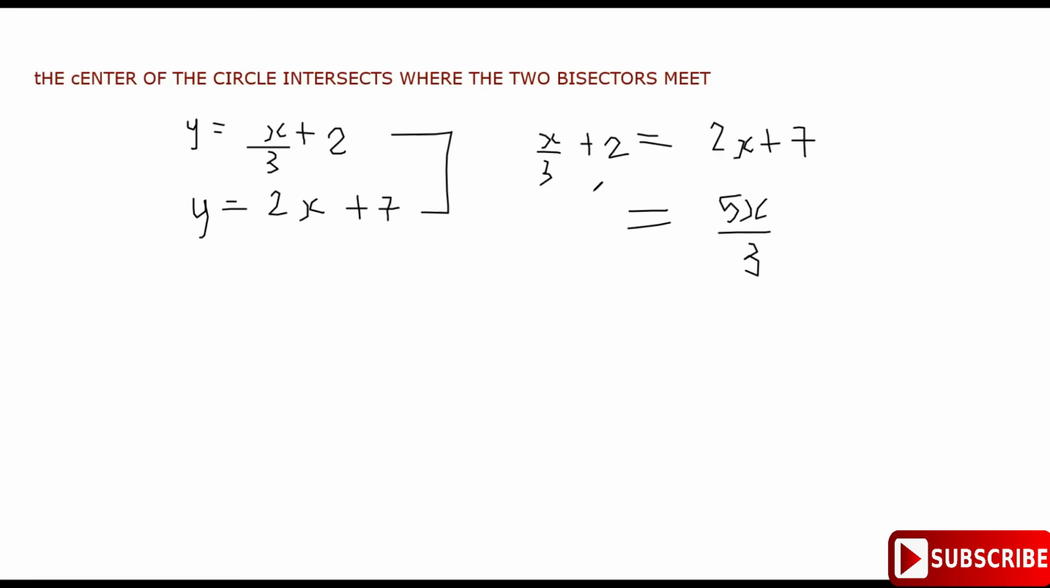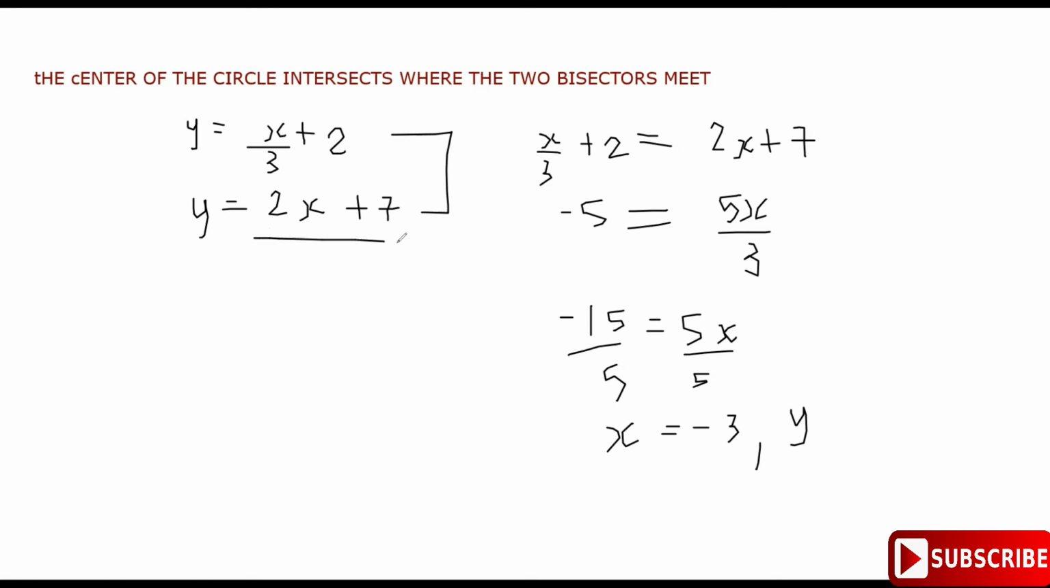So this becomes minus 5. Then we cross multiply to get minus 15. Minus 15 equals 5x. Then we divide through by 5, and now we get our x equal to negative 3. After we get x equal to negative 3, we can find y by plugging in negative 3 here. So plugging in negative 3, 2 times negative 3 plus 1, you're going to get that y is equal to 1.